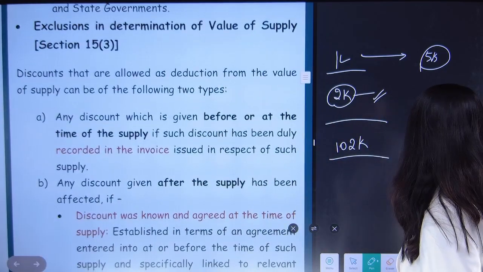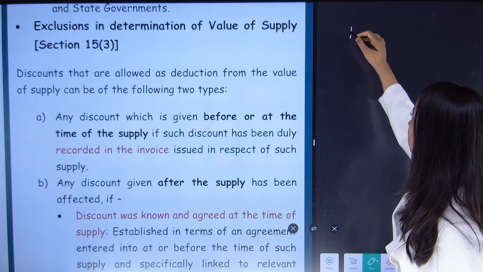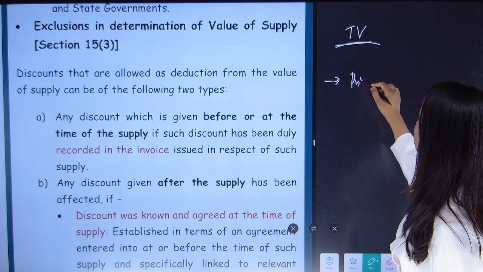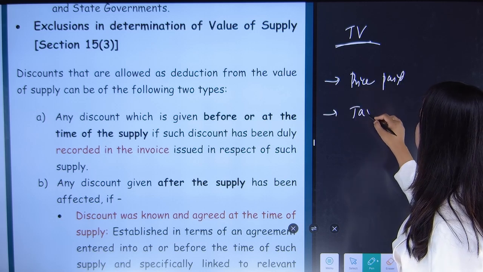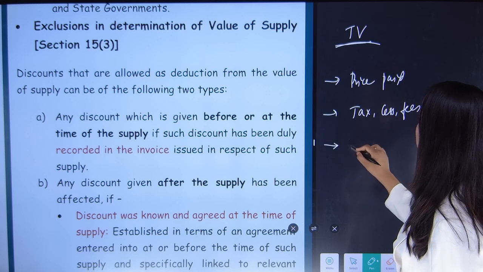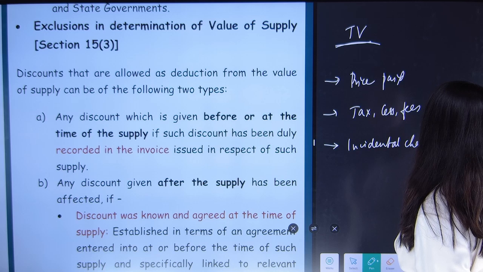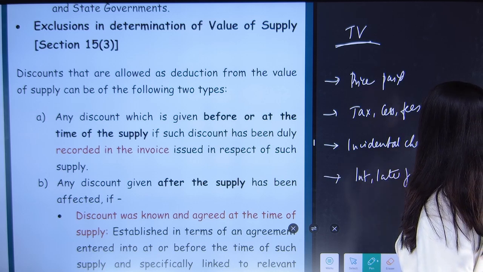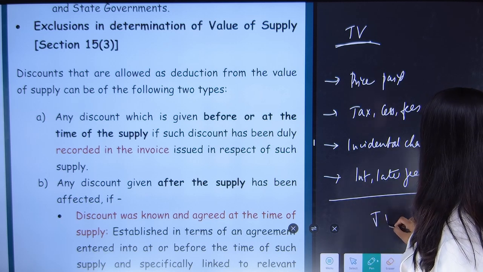Exclusions for the determination of value of supply. So first we saw what all you will include in transaction value. One is price paid, then you saw taxes, fees, then you saw incidental charges, correct? Then you saw interest, late fee, etc. So all this if you add, you will get transaction value.